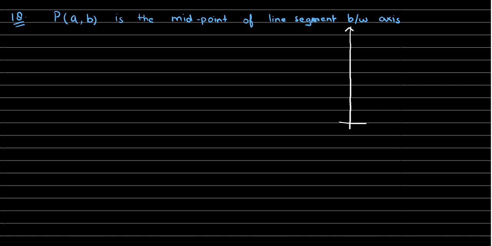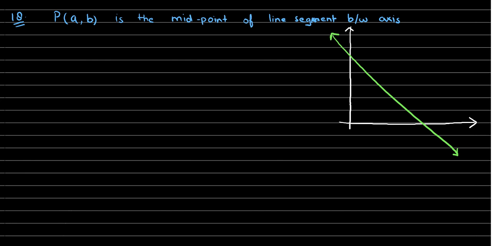In question number 18, it says that P, whose coordinates are given by (a, b), is the midpoint of the line segment joining the axes. What does that mean? They said the line segment between the axes. P is the midpoint of the line segment between the axes. So let's try to draw the graph, which is going to be quite easy. Suppose we have this, and a line which needs to be drawn like that. This is my line here.